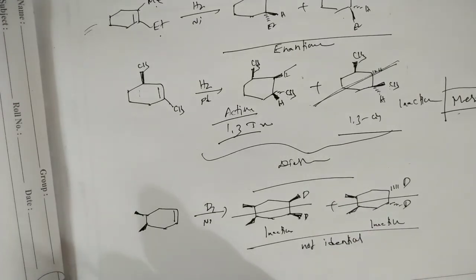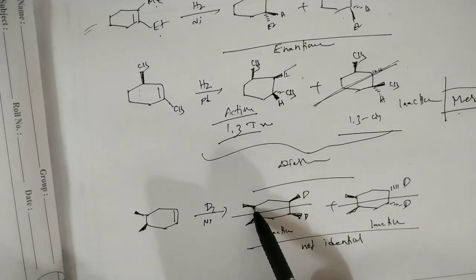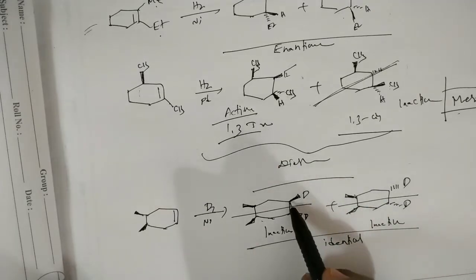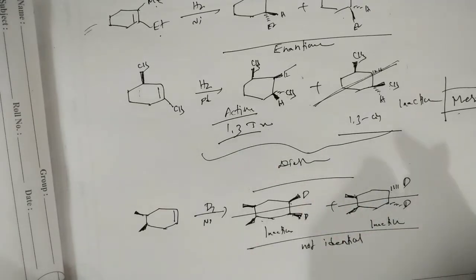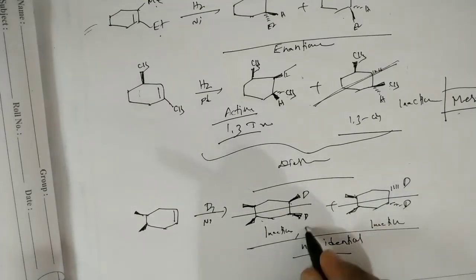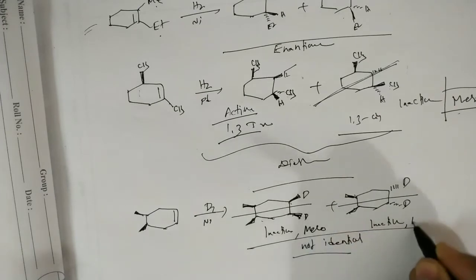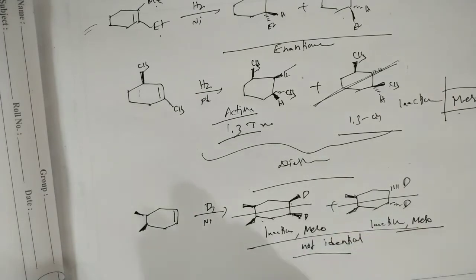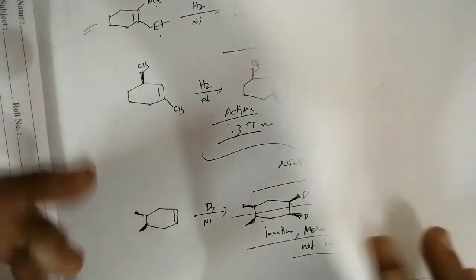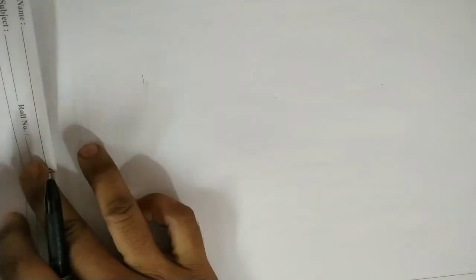Why? Because here in this case this chiral carbon configuration is fixed in both cases, but at this chiral carbon the configuration is different, okay. So that's why these are not identical in this case, okay. Of course here both are meso compounds, this is a meso compound and this is also a meso compound, but these are not identical compounds.